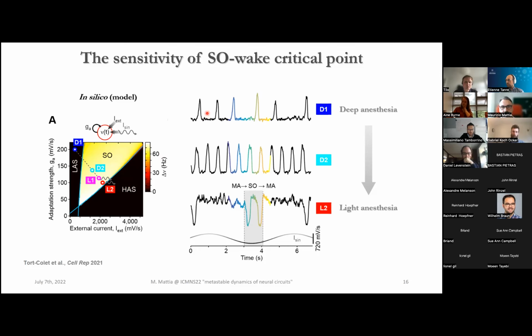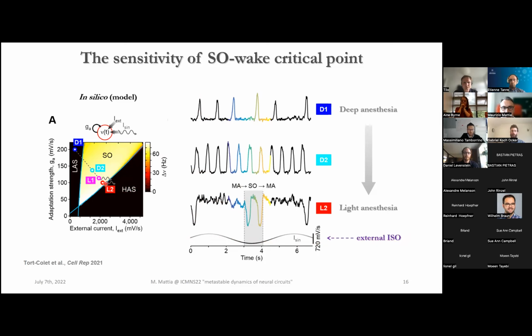you start to see that the slow oscillations are sparse, irregular, then start to be regular, and you start to see this alternation between the microarousal and slow oscillation. But why this? Well, this is because we are providing the model with an external perturbation, which is sinusoidal at the frequency of the infraslow oscillation. And this is a very tiny perturbation, a tiny input we should provide to the network. Why? Because we are close to a critical point.